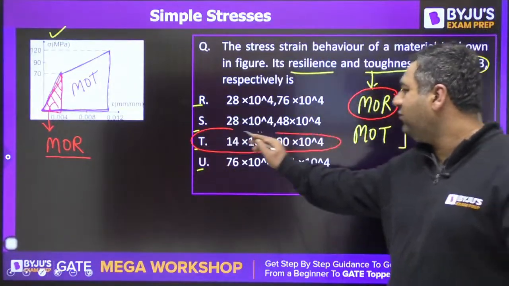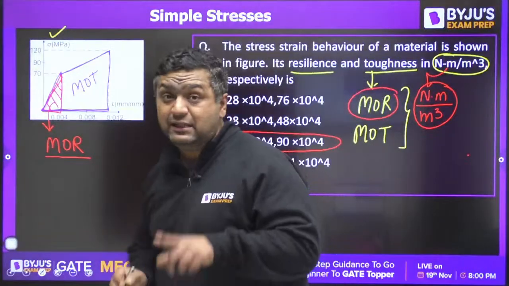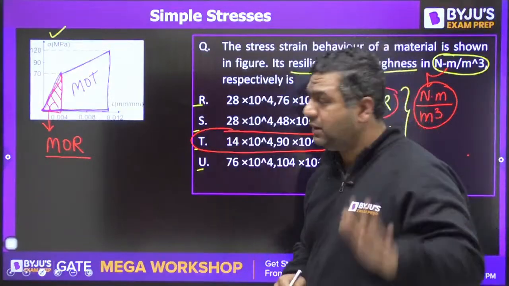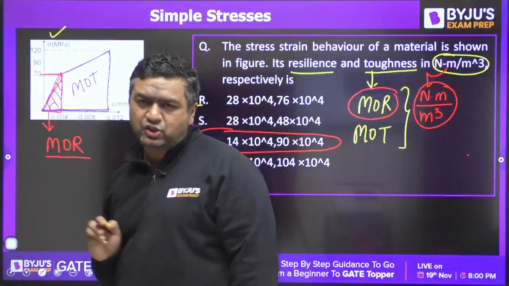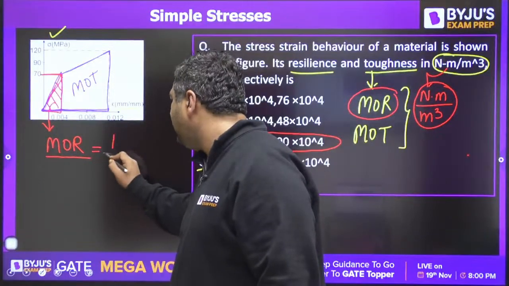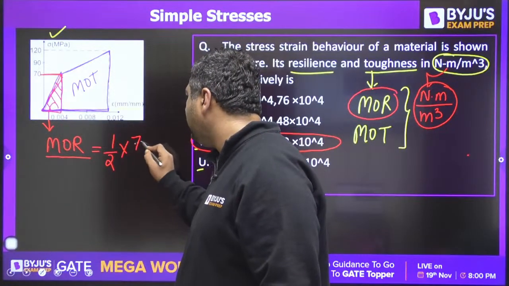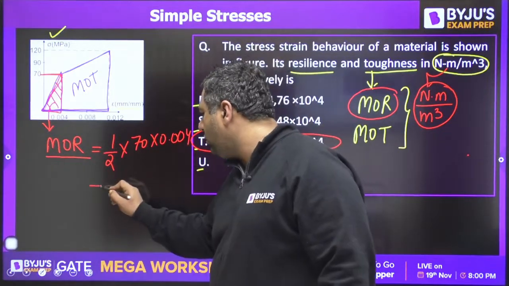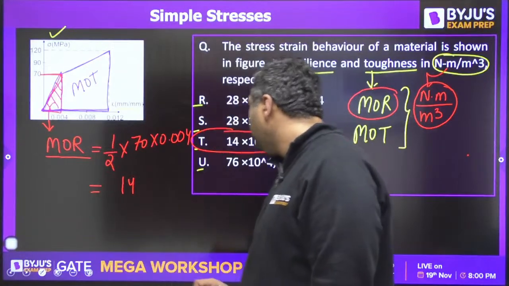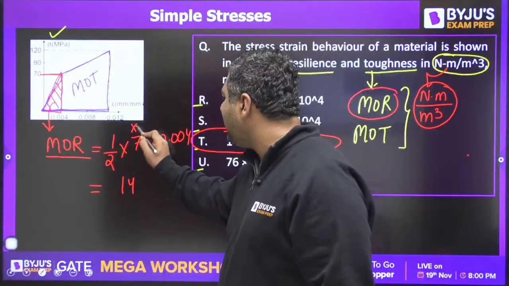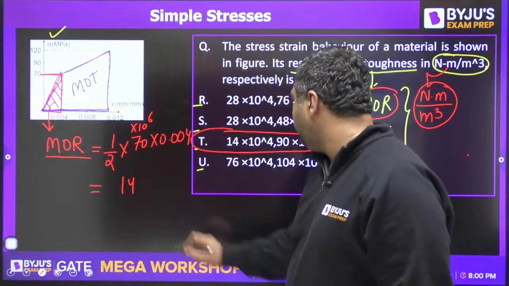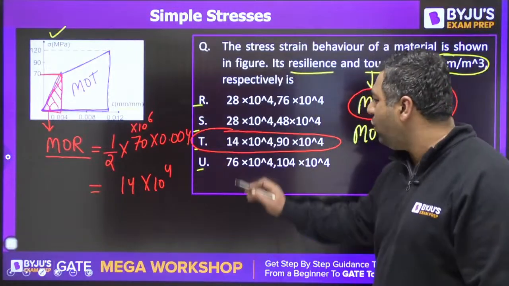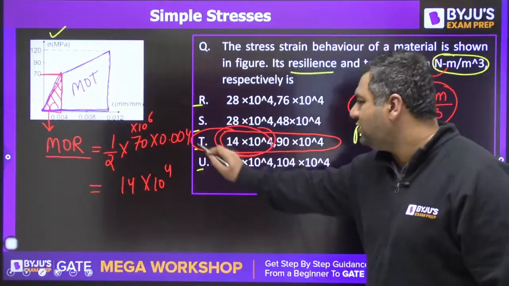Okay. So my dear, when we find the modulus of resilience, it is the strain energy per unit volume stored by the material up to the elastic limit. You know this is the elastic limit, it is mentioned. So modulus of resilience will be the area of the triangle, 1 by 2 into 70 into 0.004. When you solve it, you will get 14. And as this is in MPa, you multiply by 10 to the power 6. So the answer will be 14 into 10 to the power 4. This is modulus of resilience. You can see only one option has this value, so the answer will be T.